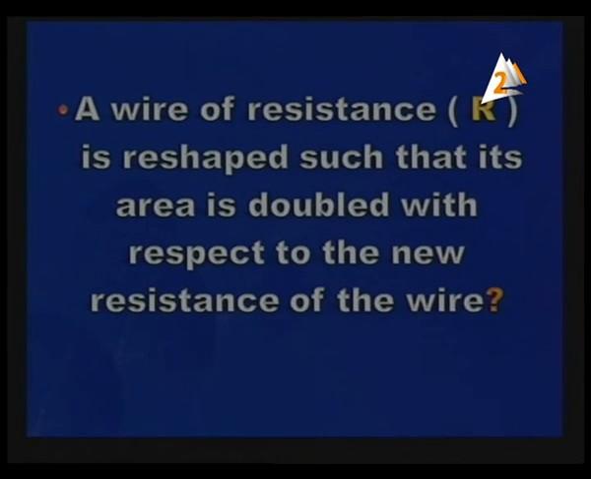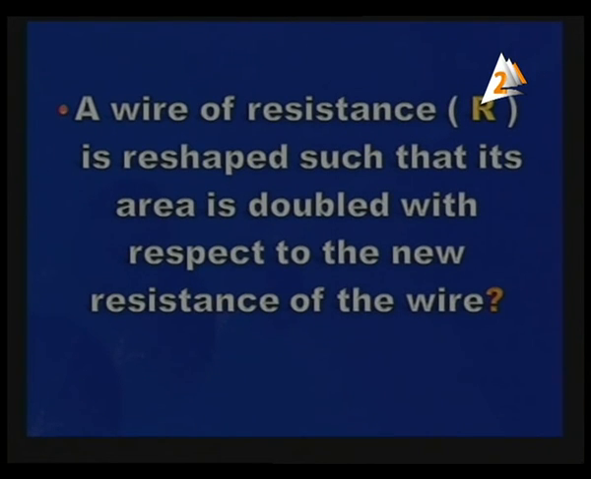Another item, what happens when a wire of resistance R is reshaped such that its area is doubled with respect to the new resistance of the wire? Your attention. Area is doubled. When area increases, resistance decreases. So area doubles, resistance is halved.